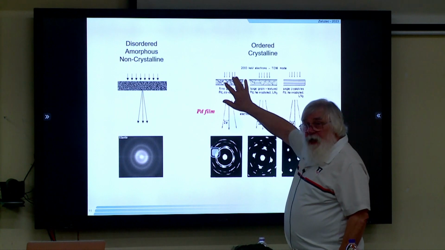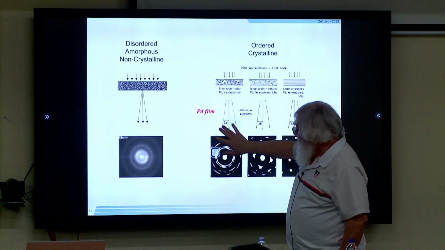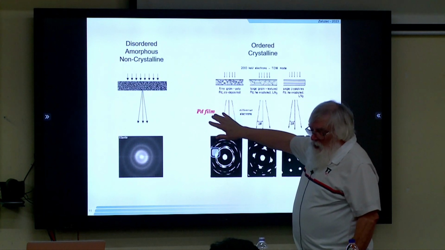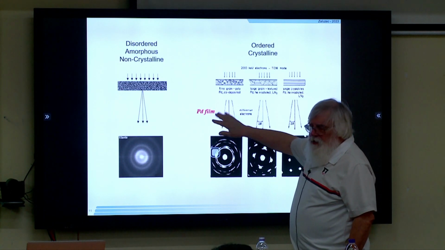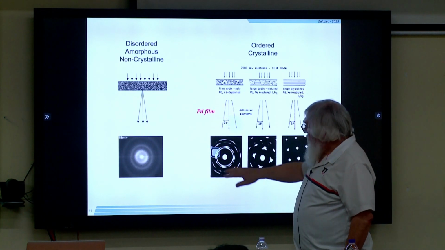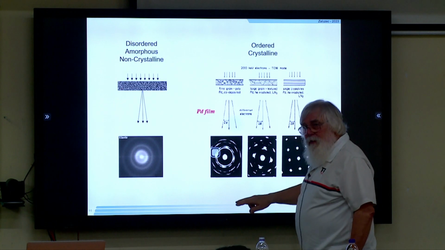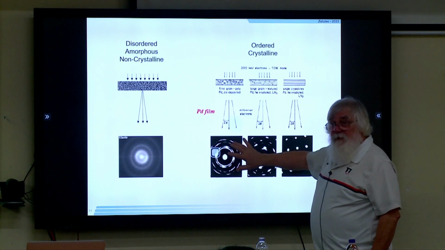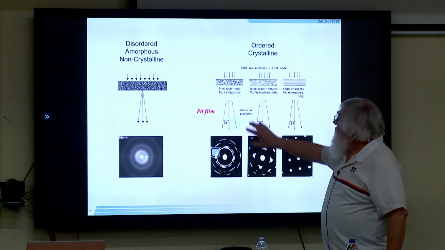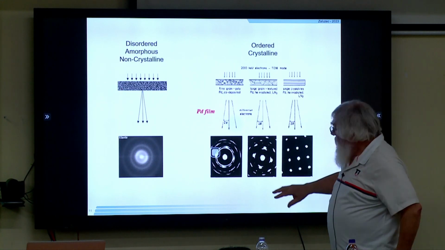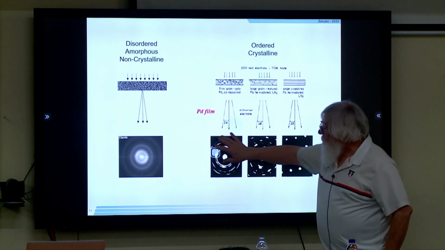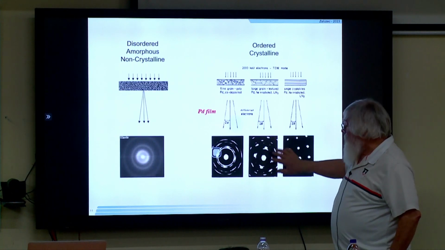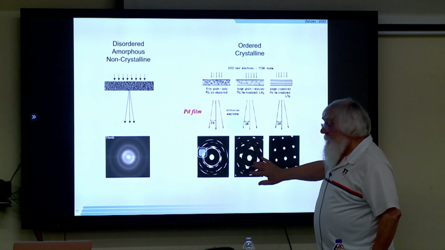If we take our material, and so now I've drawn, this is an example of a nanocrystalline film of palladium. We saw it's still rings. If I let that film grow so that the grain size starts increasing, what's happening is that those rings start breaking up into spots, discrete spots.